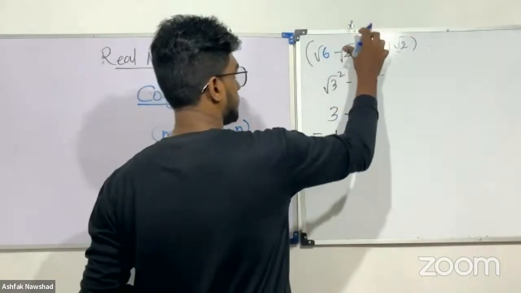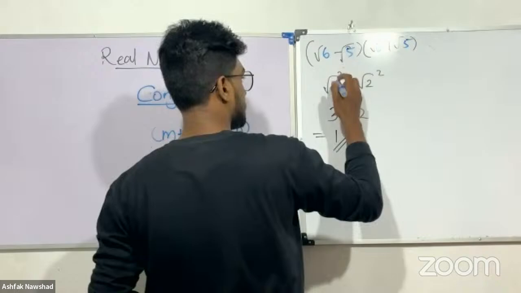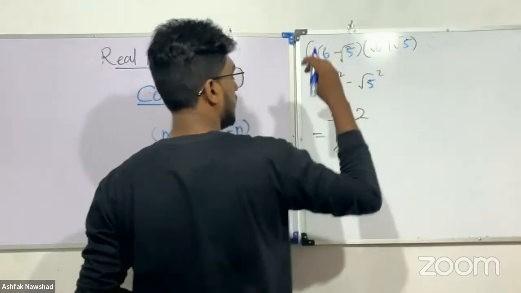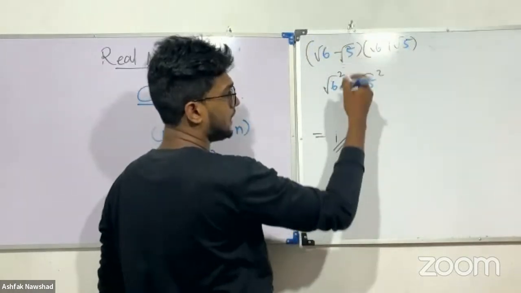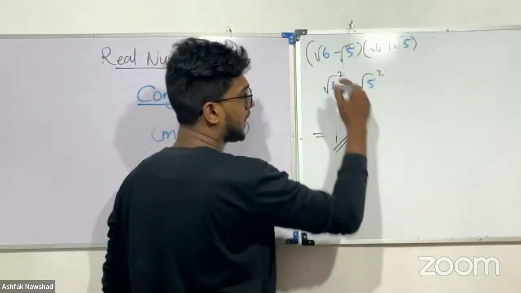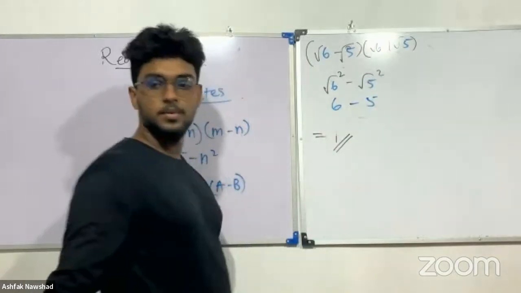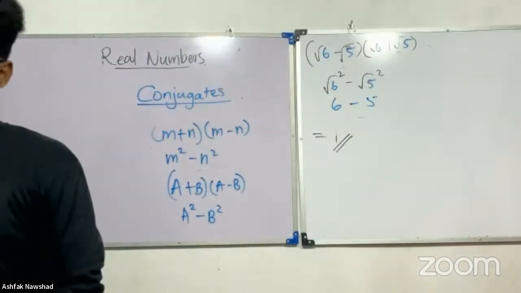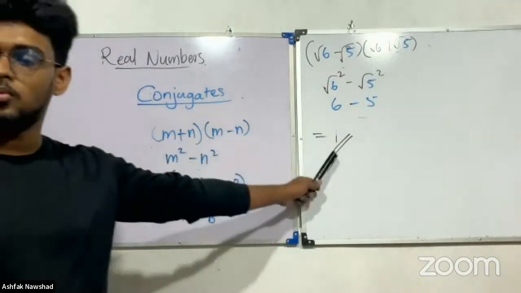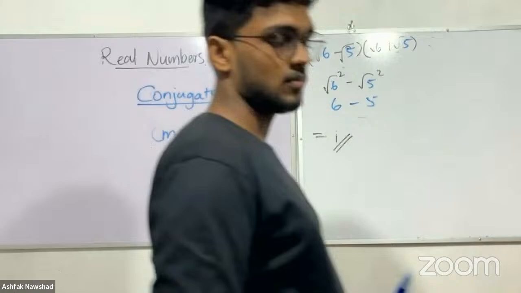Like here it's root 6 minus root 5 times root 6 plus root 5. Which means root 6 squared minus root 5 squared. So we can directly put root 6 squared is 6, root 5 squared is 5. 6 minus 5 is again 1. That's clear.